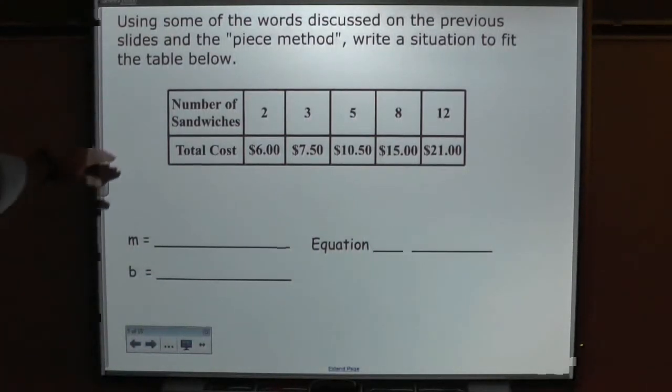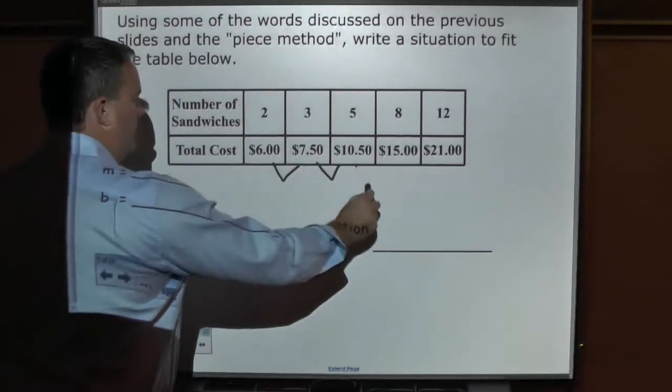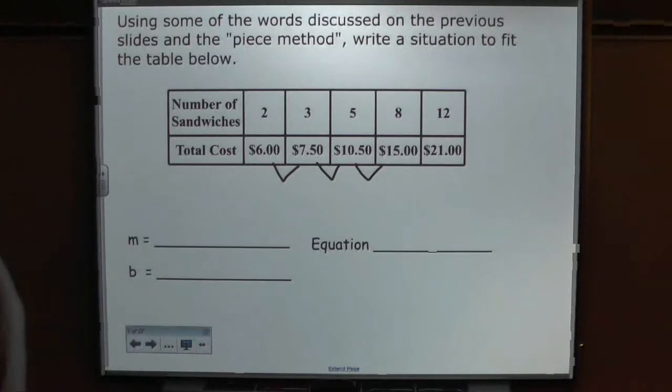So, we have number of sandwiches and the total cost. You can write a situation dealing with that here in a couple minutes. The first thing we need to find is that rate of change. When we talk about number of sandwiches and total cost, you need to know which one's your X and which one's your Y. Well, your dependent variable is almost always total cost. It's what you want to know at the end.